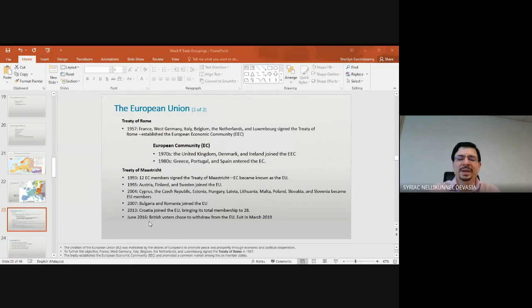In 95, Austria, Finland, Sweden joined the EU, and in 2004, Cyprus, Czech Republic, Estonia, Hungary, Latvia, Lithuania, Malta, Poland, Slovakia, Slovenia became EU members. And in 2007, Bulgaria and Romania joined the EU. In 2013, Croatia joined the EU, bringing the total members to 28. But in June 2016, British voters chose to withdraw from the EU, exit in March 2019, but it happened in 2020 only. Okay, so this is the story behind the European Union. The timeline is stated clearly here, when, what happened. You can go through this.